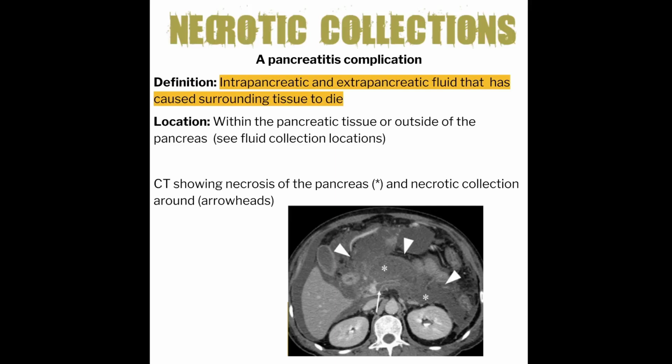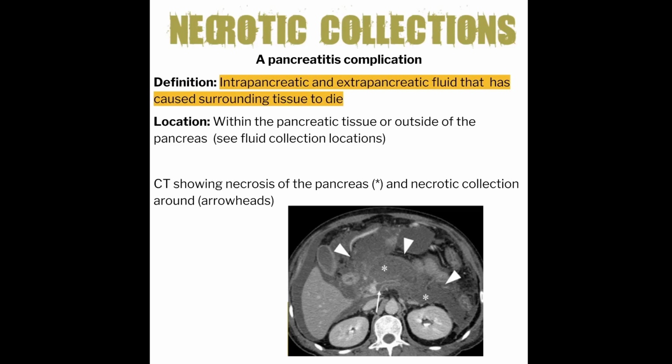Necrotic collections then is an intrapancreatic or an extrapancreatic fluid that has caused surrounding tissue to die. So remember, we can have those fluid collections. Those are going to happen within the first 4 weeks. The body's going to try to wall those off, creating the pseudocysts. Those pseudocysts and just that fluid hanging out in the body is going to start to digest the soft tissue within the abdomen. And as it does that, it's going to eat through blood vessels.